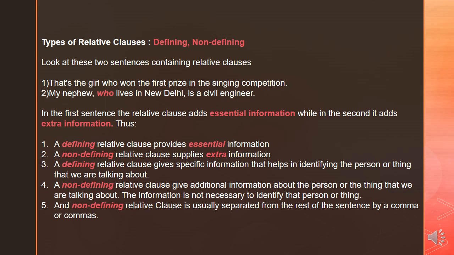Look at these two sentences containing relative clauses. That's the girl who won the first prize in singing competition. My nephew who lives in New Delhi is a civil engineer. In the first sentence, the relative clause adds essential information. That means very important information. While in the second sentence, it adds extra information.